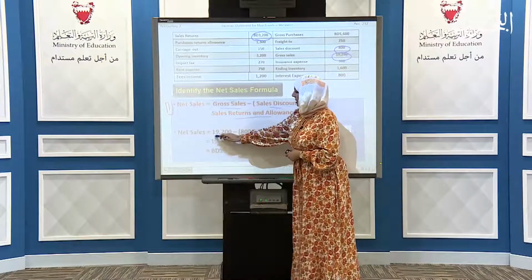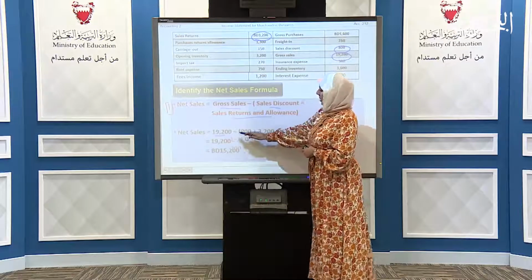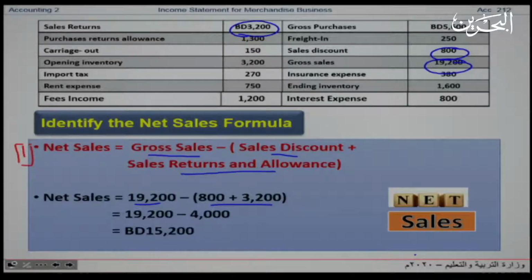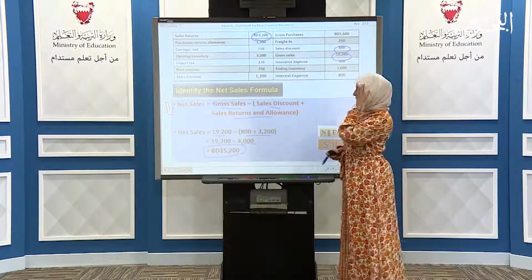The gross sales is 19,200, and we'll subtract the total of the sales discount and the sales return and allowance, which is 800 plus 3,200. So we will get 19,200, the total of the gross sales, and we'll subtract the total of sales discount and sales return, which is 4,000. Finally, we will get the net sales with a figure of 15,200.